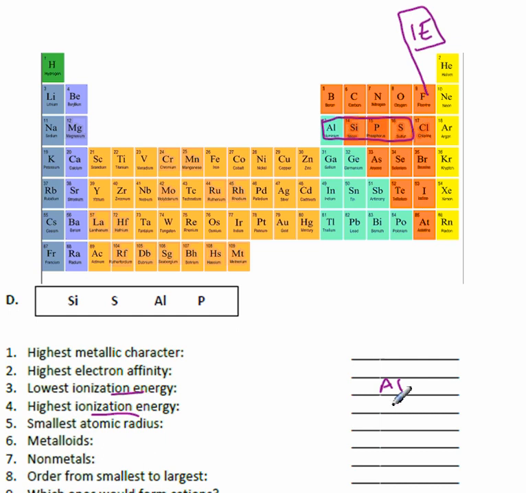Radius. The flag for radius is right there. So if I'm looking for the smallest atomic radius, it's going to be sulfur. Metalloids. Metalloids on the periodic table, it's asking you which of these are metalloids. The only metalloid is going to be Si right there.